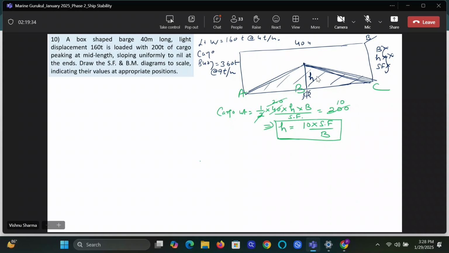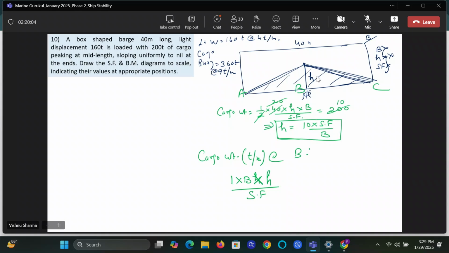Now, what will be the cargo weight in tons per meter at B? What did I say? Length how much? 1 meter. Height how much? Breadth how much in this question? Capital B. Height H, divided by stowage factor, correct? Yes, sir.